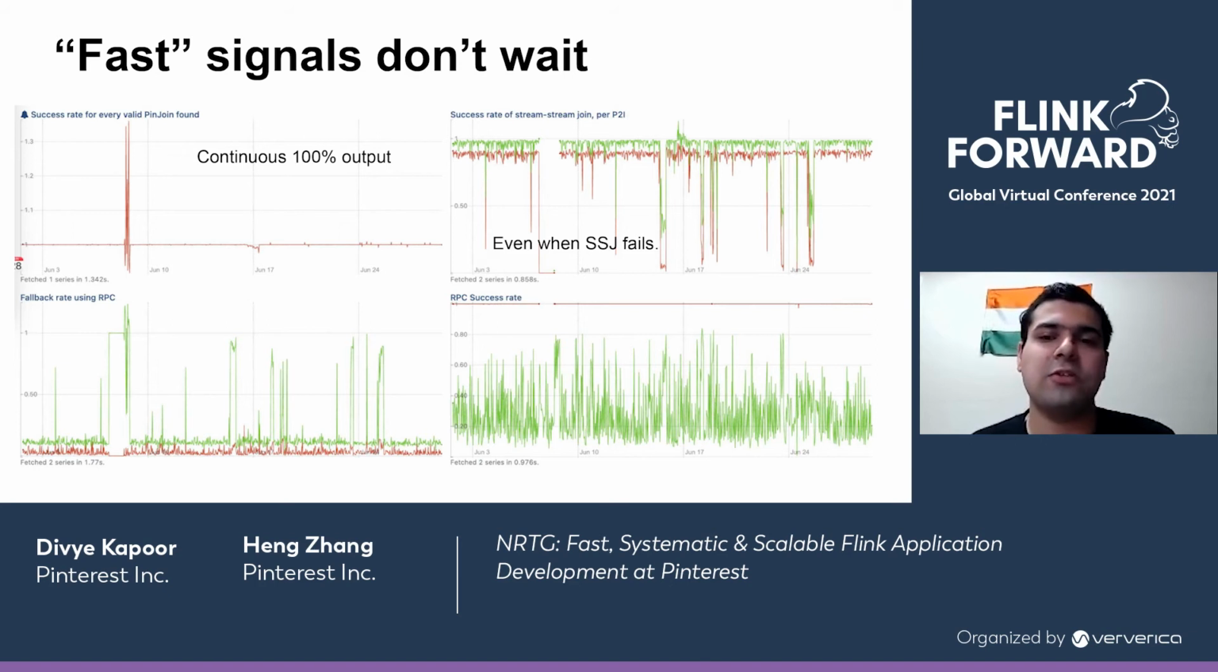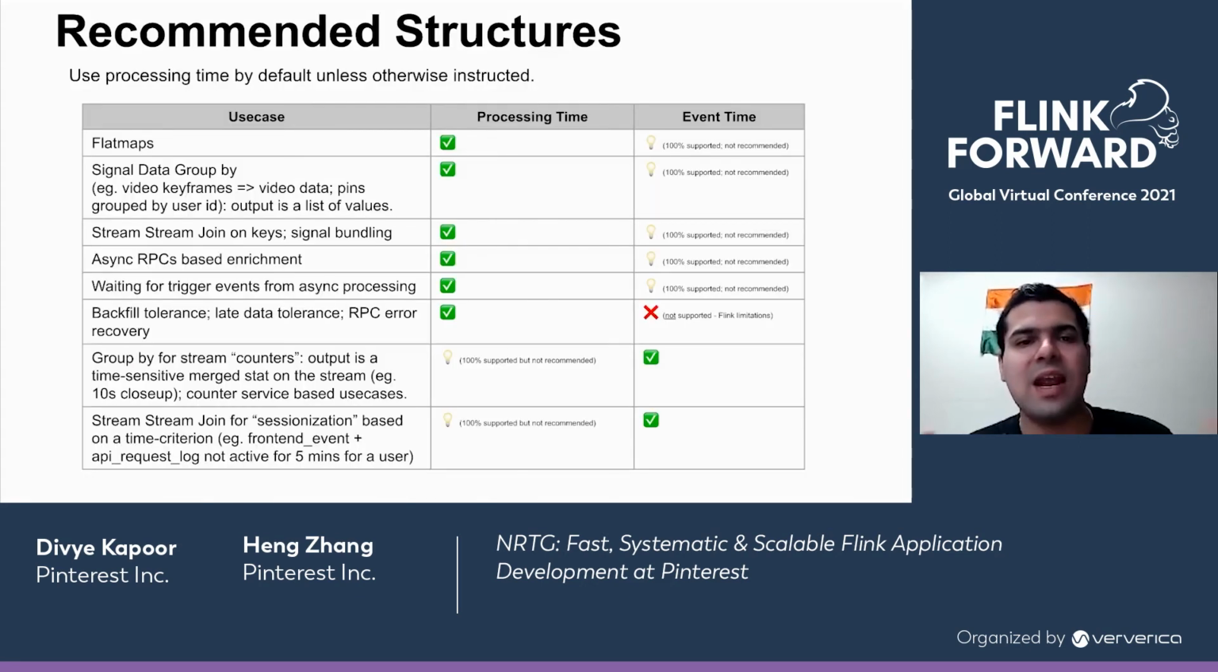We have cases where we have stream joins failing because one of the upstream inputs had a problem. Our stream joins always come with an RPC backup. And that's to ensure that our fast signals don't wait, and we always have the best available data at all times. So here, on the trade-off between event time and processing time, we prefer processing time just to make sure that we are always producing output, even if the upstream is having issues. And you can see that the fallback RPCs kick in as soon as the upstream has issues, and either batch data or previously generated real-time data are used to fill in the stream join and make sure that the stream joins work. And we have these recommendation structures where you can decide how to choose processing time and event time.